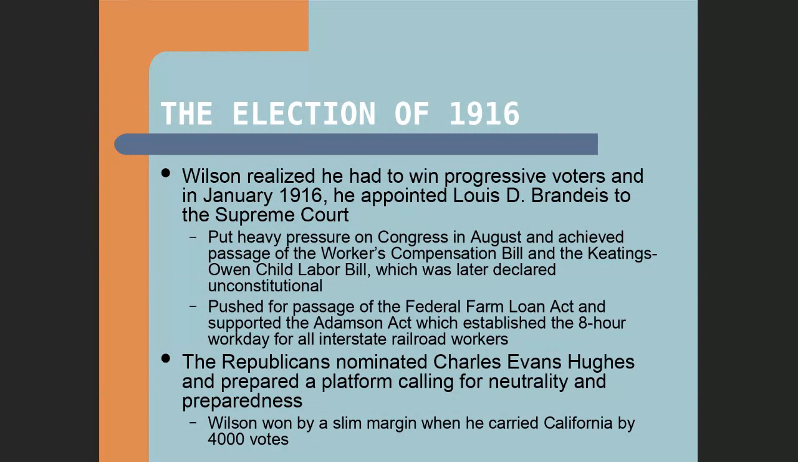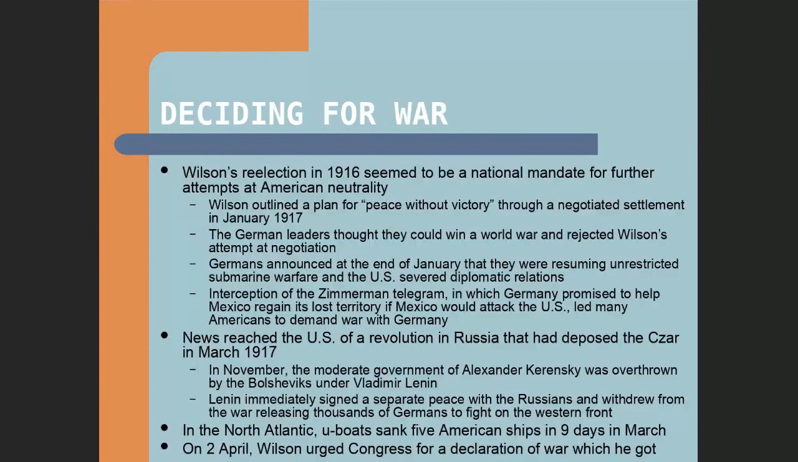But he's pushing a lot of those progressive reforms, and he's campaigning on the idea that he wants to keep us out of the war in Europe. Republicans nominate Charles Evans Hughes, and he also is calling for neutrality. Both are saying neutrality, but both are also saying we need to be prepared just in case. Wilson does win. It is a close election, but he does win. And from that point forward, his promises of trying to keep us in neutrality, it's not like he breaks them, but things are changing that kind of force him to go in that direction.